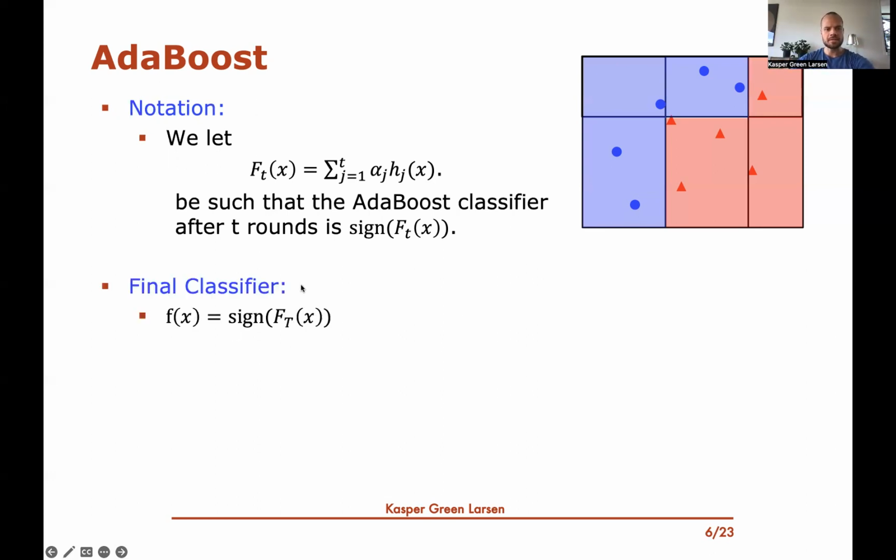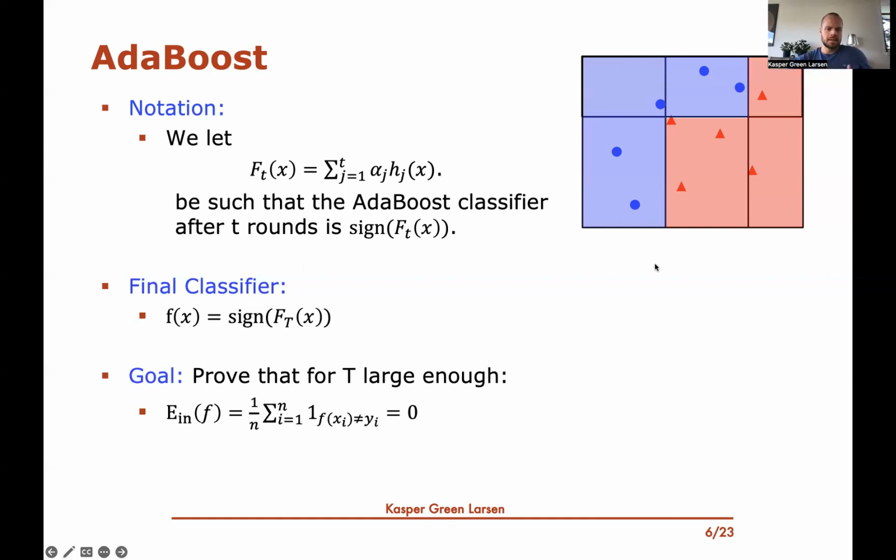Okay, so the final classifier, of course, when AdaBoost is done, is just f of x being the sign of capital F sub capital T of x, right? So the one after all the t rounds of training. Okay, so what we want to prove is that for this final classifier, the 0-1 loss, the in-sample error, is 0, if we run for enough iterations. We want to prove that the average over all n training examples of the 0-1 loss, namely counting whether the prediction is wrong or not, this in-sample error, is actually going to be 0 after enough rounds of training.